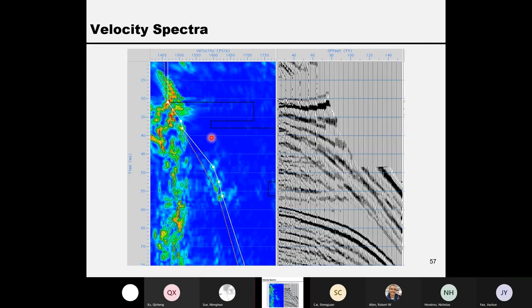In the next term, you will have a practical lecture where you work with data from that practical. You test the velocity spectrum: horizontal axis is velocity, vertical axis is time, right? In this one, you pick the low velocity, because this horizontal velocity is almost between 1450 to 1500, from shallow to deep, almost constant.